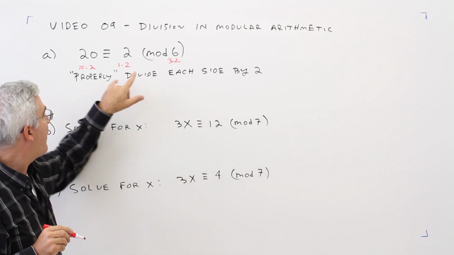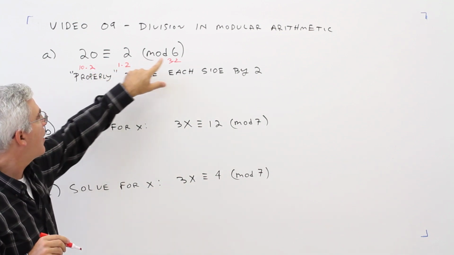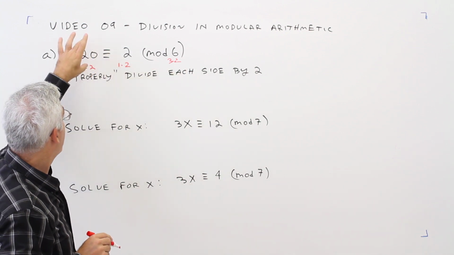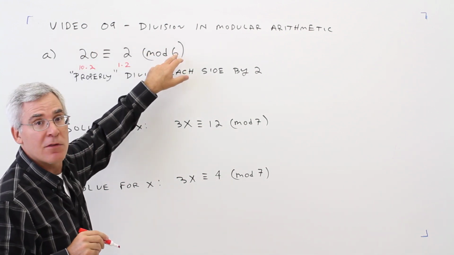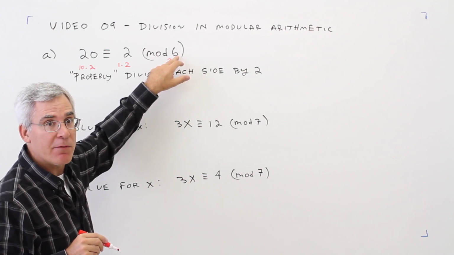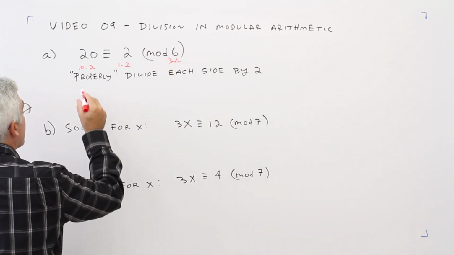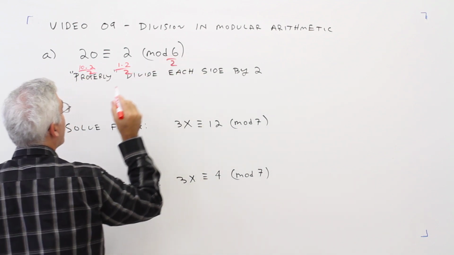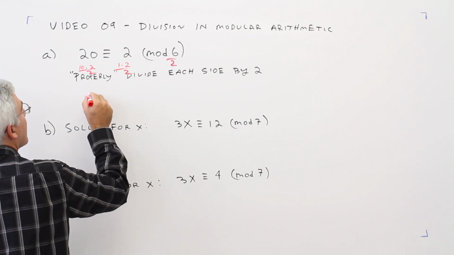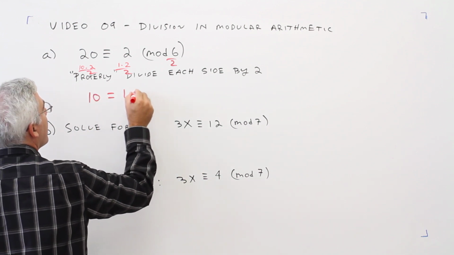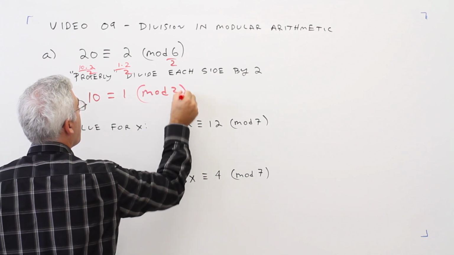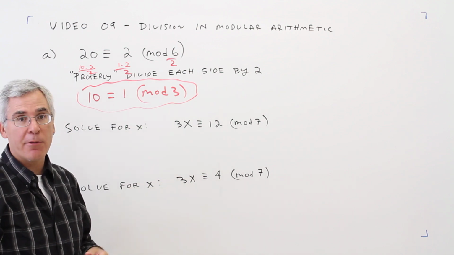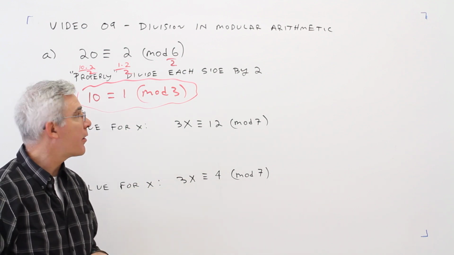So the greatest common divisor of this factor I'm dividing by in this is 2. So remember, divide by 2, divide by 2, divide the mod by the greatest common divisor, which is also 2. So just divide by 2, divide by 2, divide by 2, and I'm going to get 10 equals 1 mod 3. And that's how the general division formula worked.